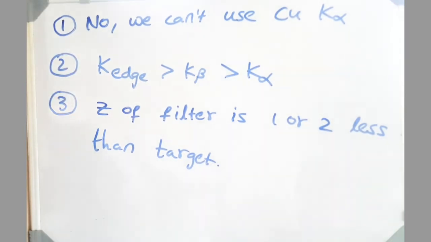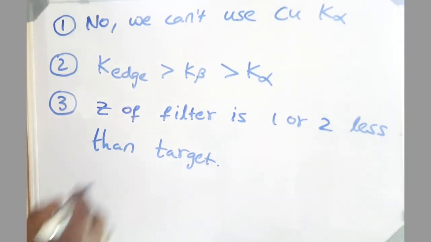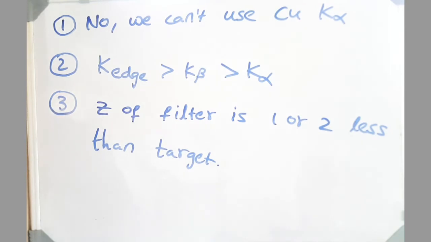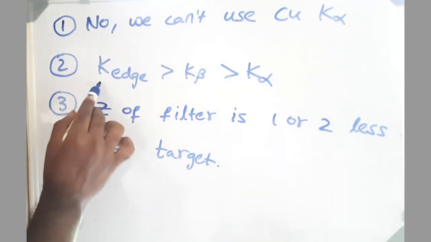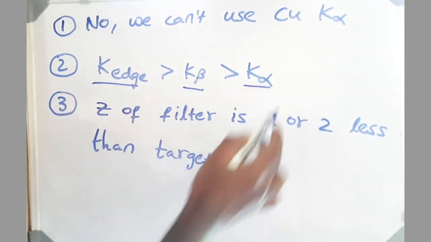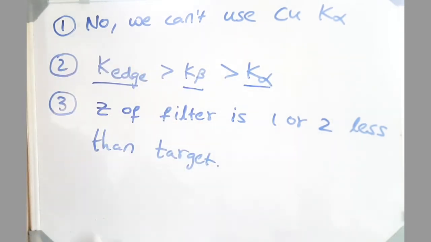Friends, now we have answers to all the three questions that I mentioned earlier. Can we use copper K alpha for iron X-ray diffraction? No, we cannot. And we know the energy of the K edge is greater than K beta, which is greater than K alpha, and this is the main principle behind the filter selection. And we understood that the filter should have an atomic number one or two less than the target so that it falls in between K alpha and K beta.